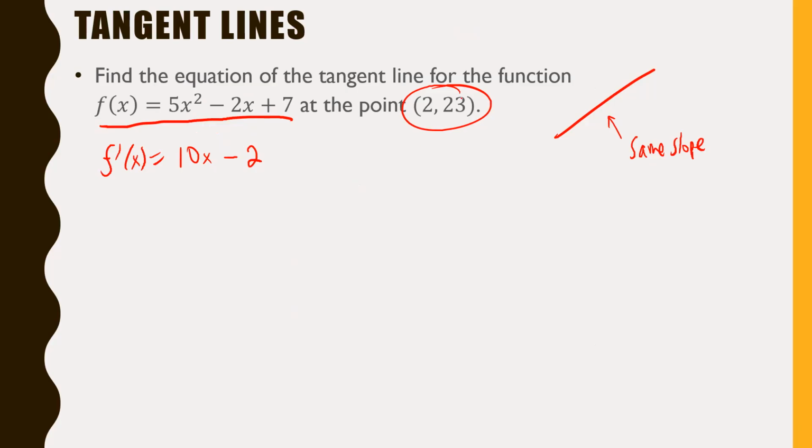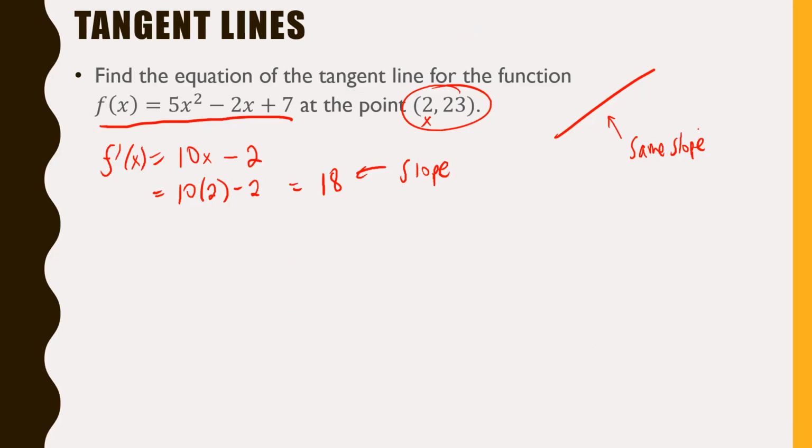Now we can take this point (2, 23) and plug it back into this function to figure out what our slope would be at that point. So we can plug in x is 2 in here. We can't plug y is 23 in here because we have f prime. We don't have y. So let's just start with that 2. If we plug 2 in there, we have 10 times 2 minus 2. 10 times 2, of course, is 20. 20 minus 2 is 18. 18 is going to represent the slope of this function at that point.